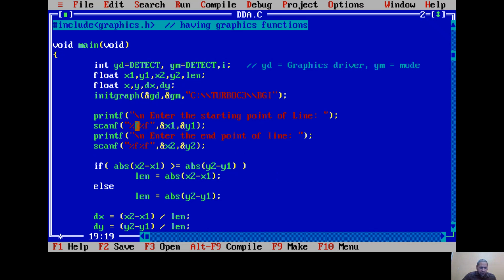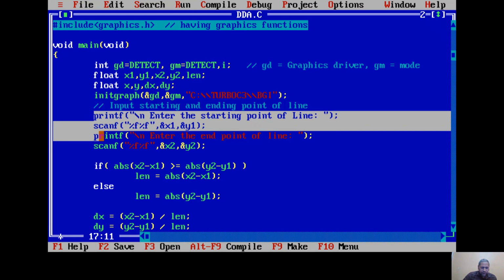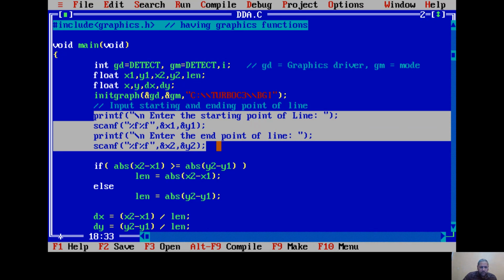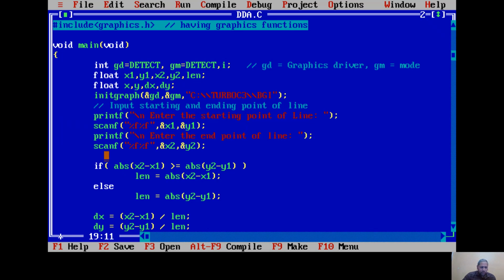Now, input the starting point. I write this in a comment so that it is easier to understand: input starting and ending point of line. This particular thing I have taken using printf and scanf: the start point and end point of the line. After this, what do we have to calculate? We have to calculate the length of the line, so I just put this in a comment.